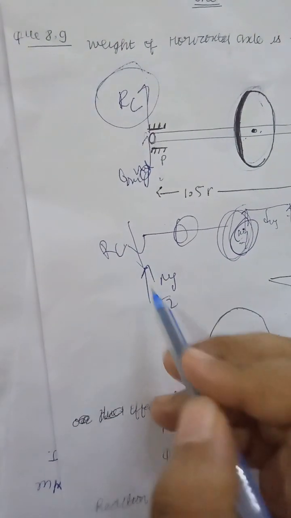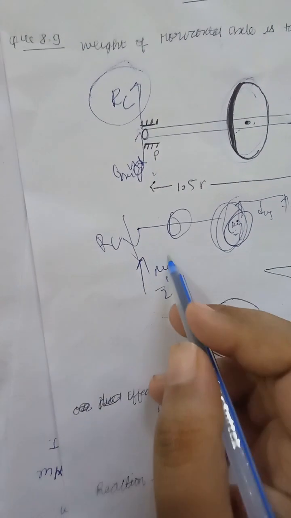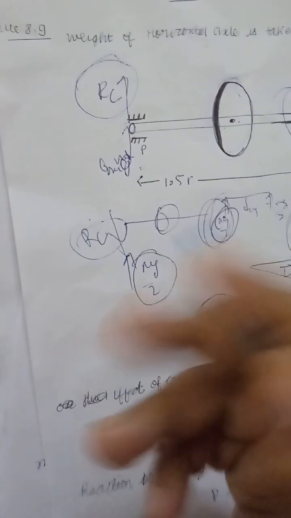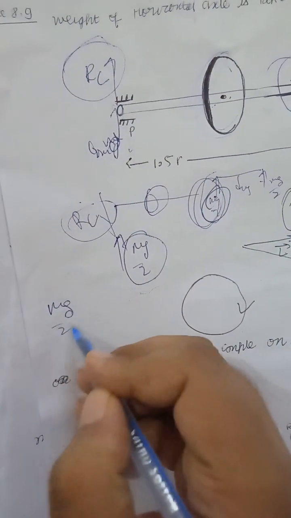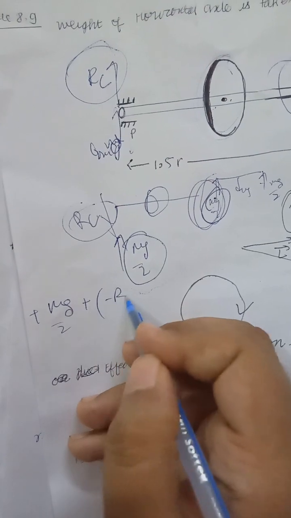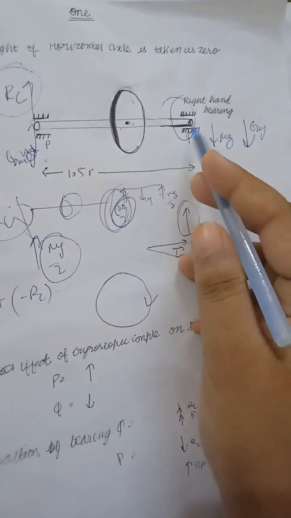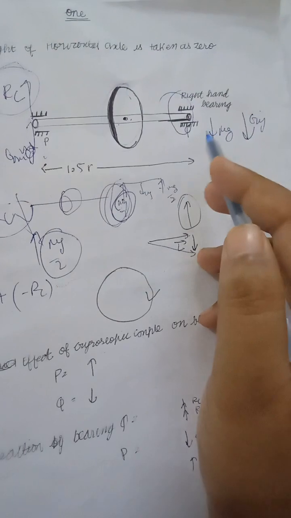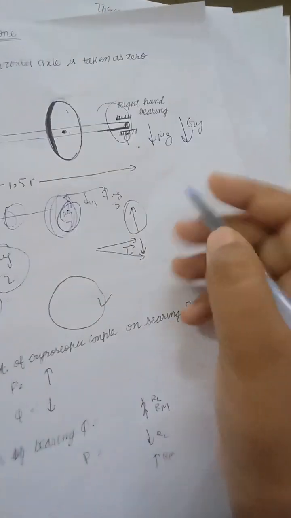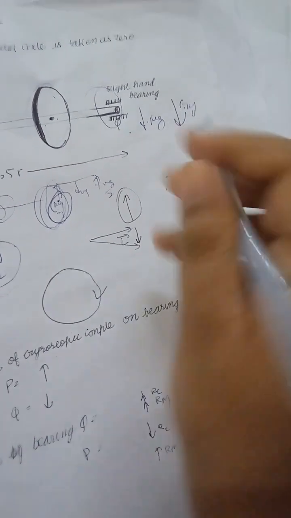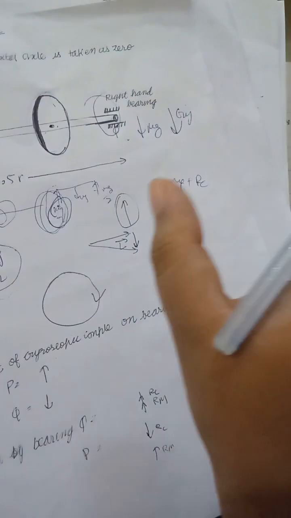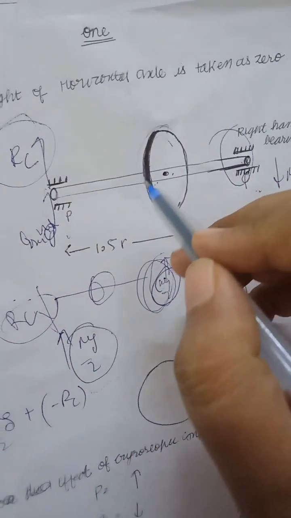So here the net force, suppose he said take this as positive, this is negative. Of course he took upward as positive and downward as negative. So mg by 2 plus or minus rc, and for this bearing both are trying to pull it down, so the bearing will cause an upward reaction. So it will be plus mg by 2 plus rc, the reaction due to the gyroscopic couple. I will show what the force is. We have to find the force. This is the couple. Now this is the thing.